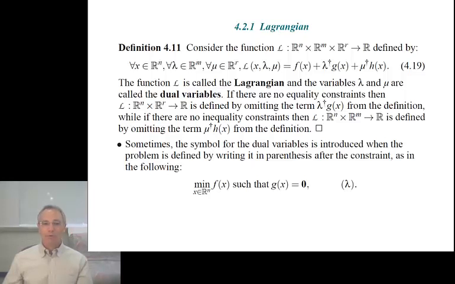Sometimes when we're defining a problem, we'll in fact introduce the symbol for the dual variables by writing it in parentheses after the constraint. So, for example, you might see someone writing minimum over x in R^n of f(x) such that g(x) is equal to 0, with lambda in parentheses afterwards. That's conveying that lambda is going to be the dual variable associated with those constraints.